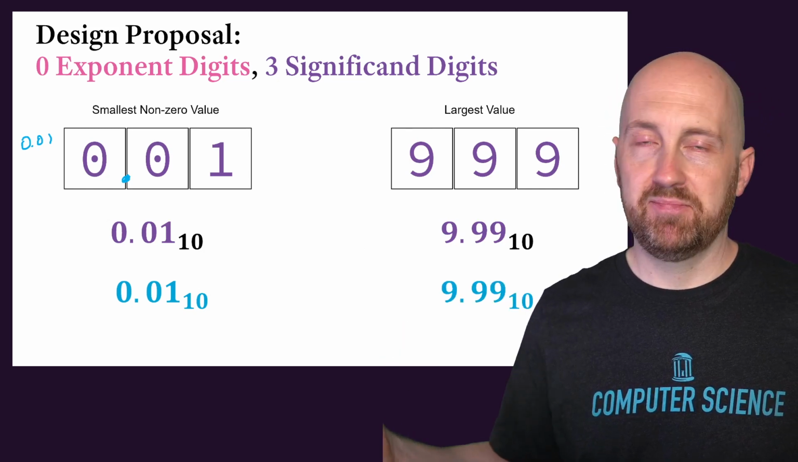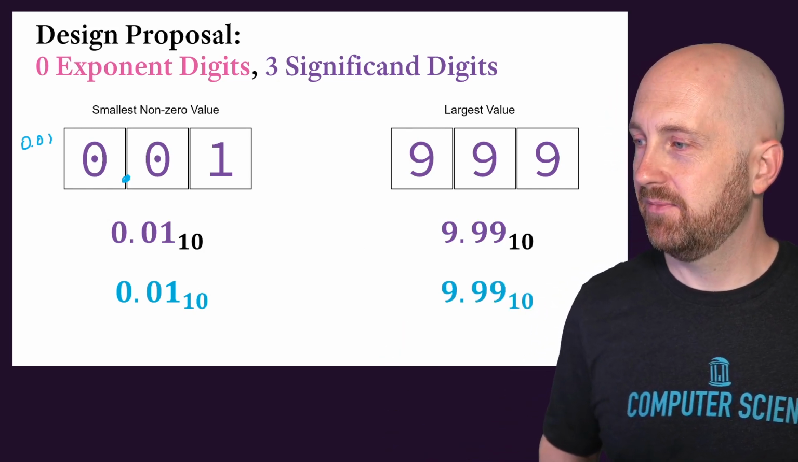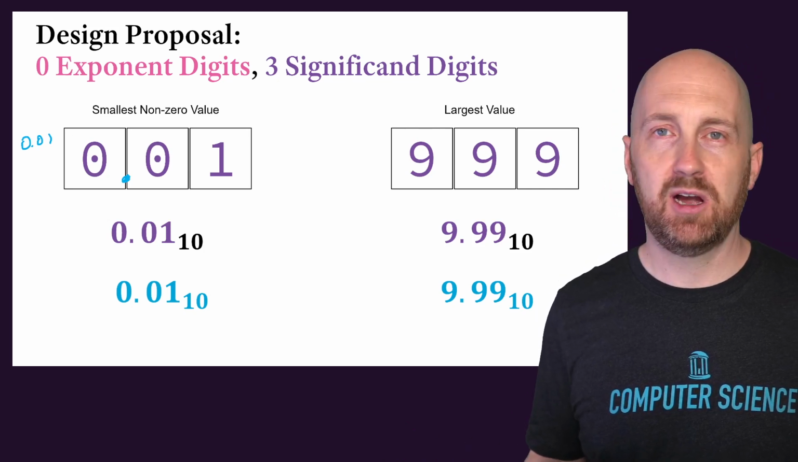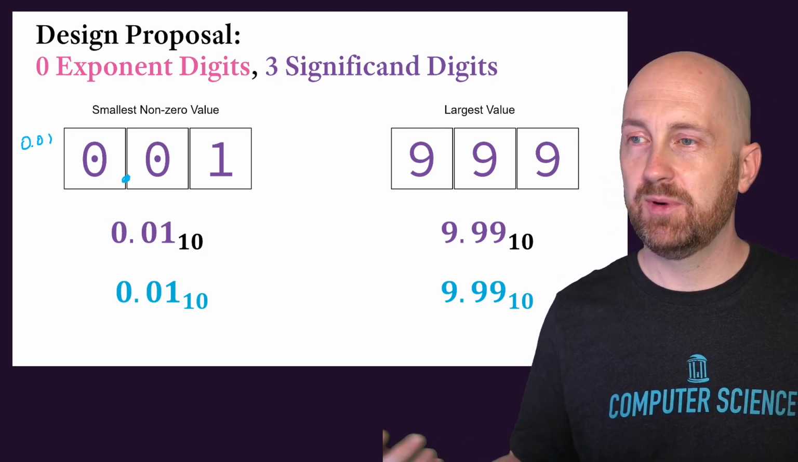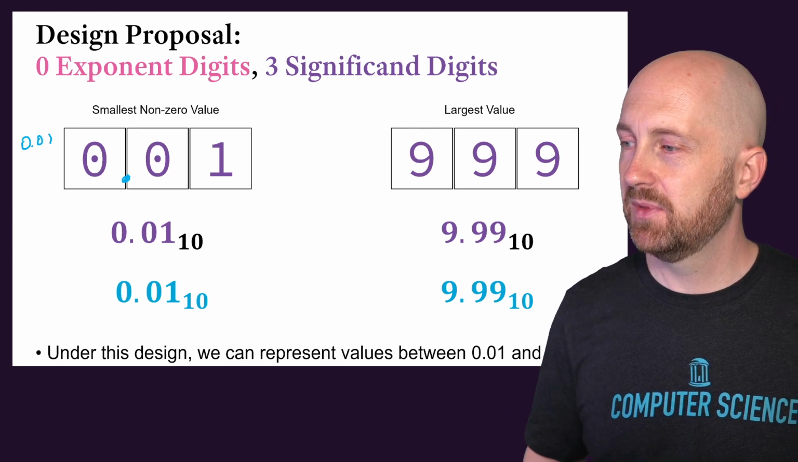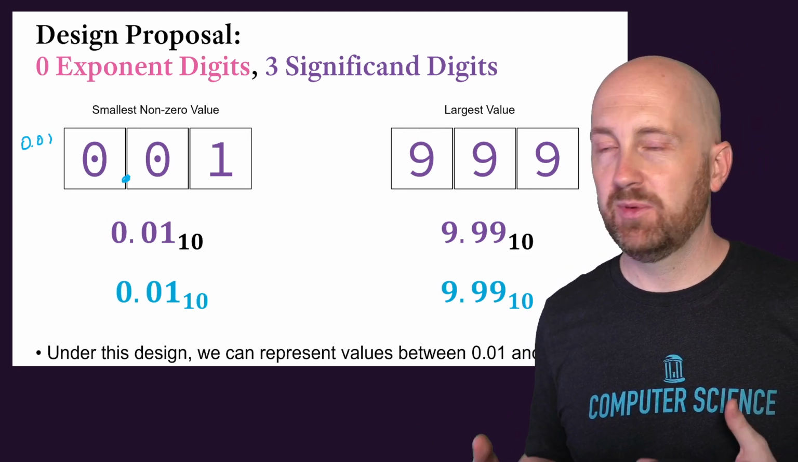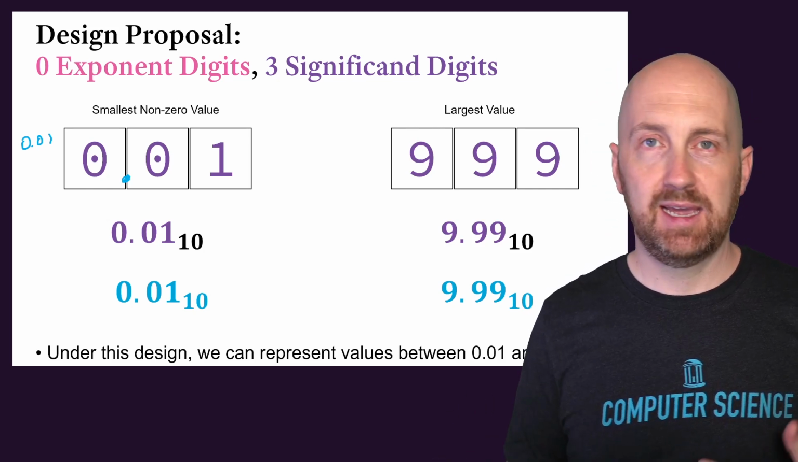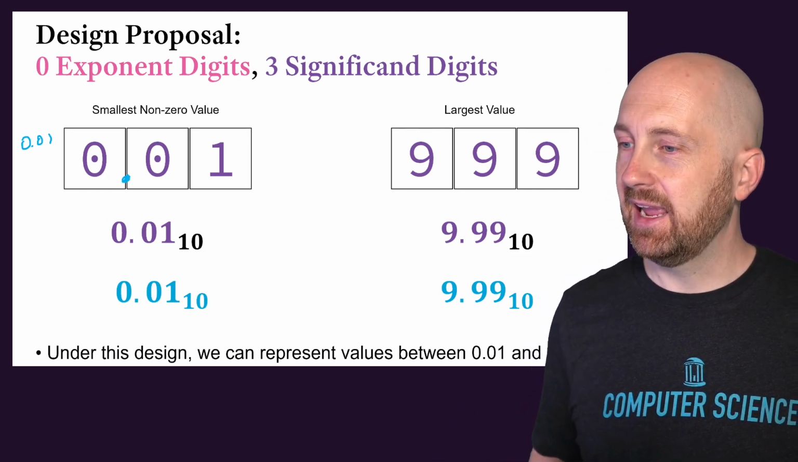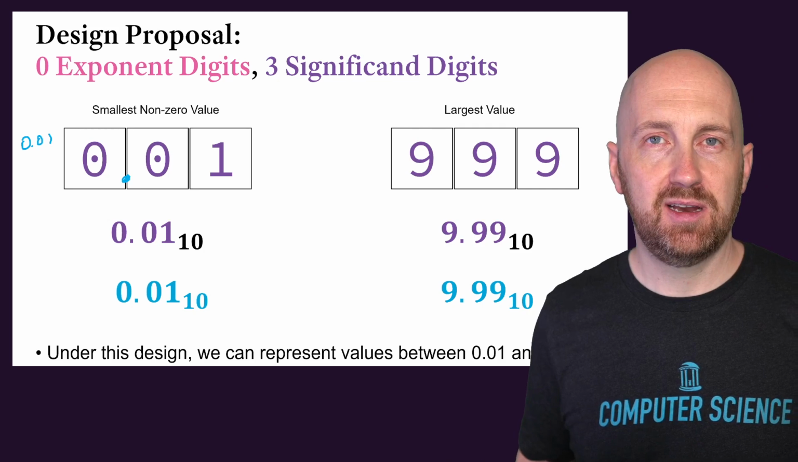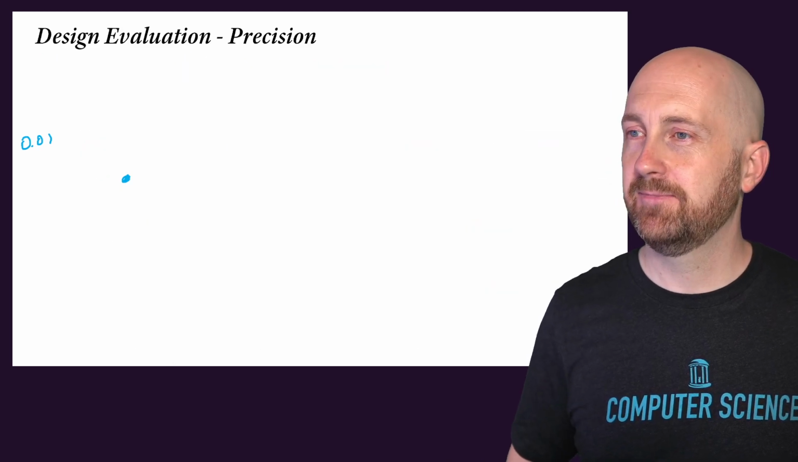And that's already represented in base 10. There's no additional computation we need to do to raise by some magnitude, right? So in this design, we're able to represent the values between 0.01 and 9.99. And we'll talk about precision and how precise we can be in the next slide.